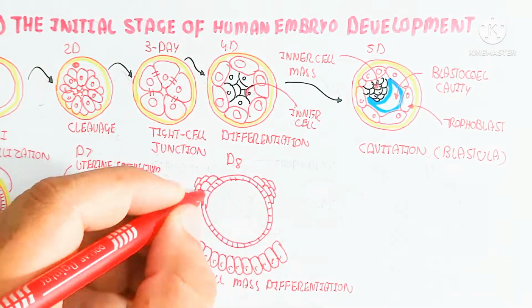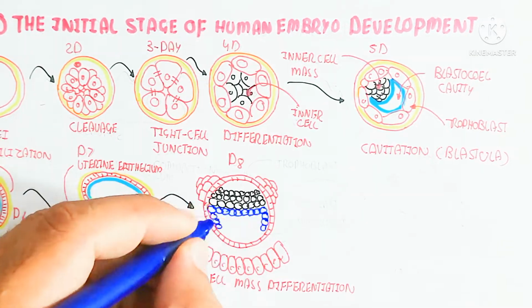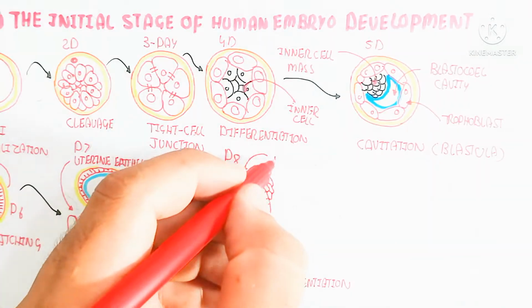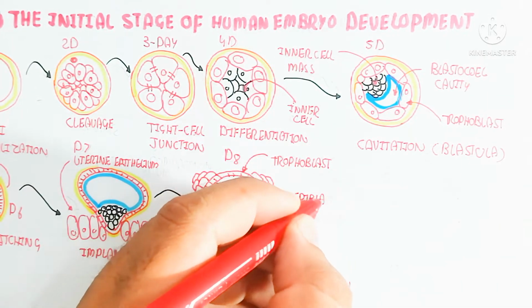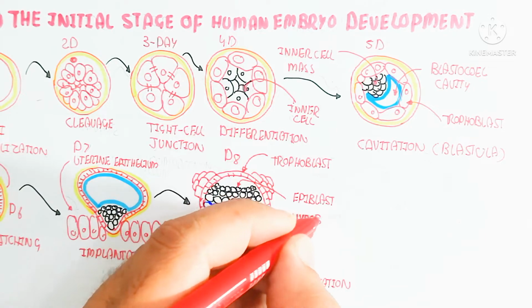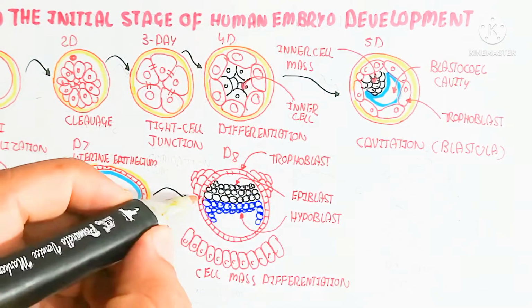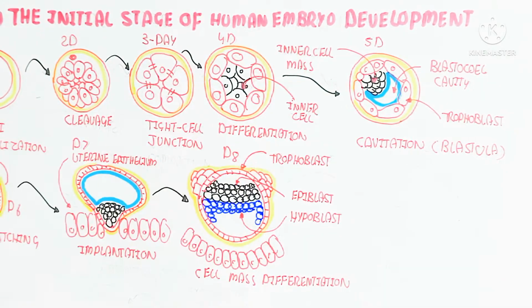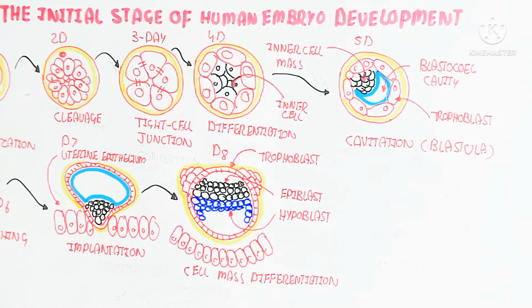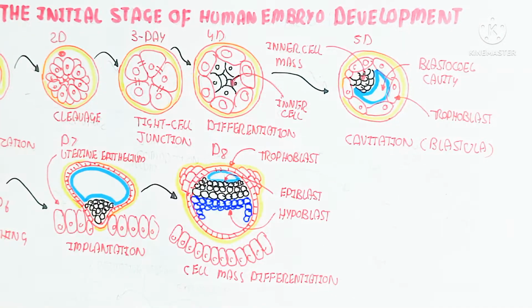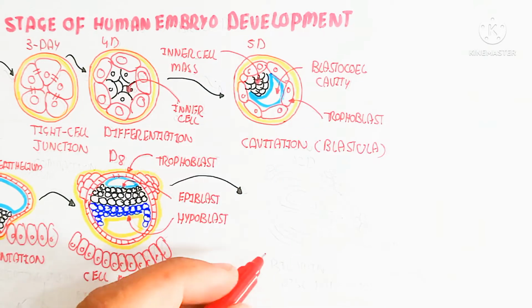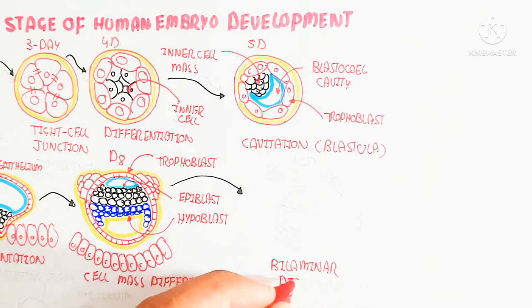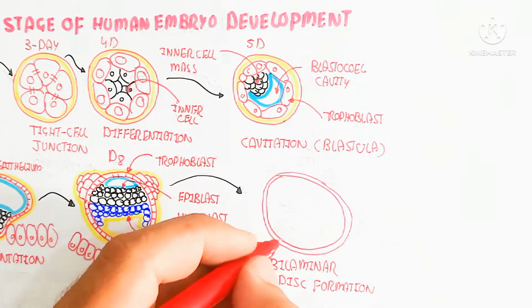The outermost covering is known as the trophoblast, without the zona, and the epiblast and hypoblast will be formed, these different cells. The epiblast is basically the uppermost layer, with the blastocele formation, while the innermost is the primitive yolk sac formation. After day 8, by day 12, the covering will lead to bilaminar disc formation.